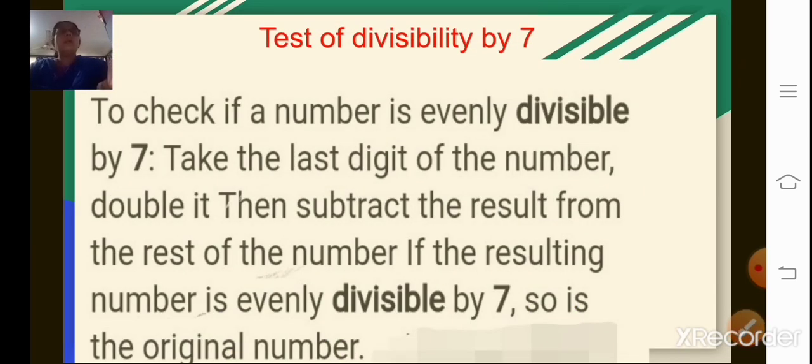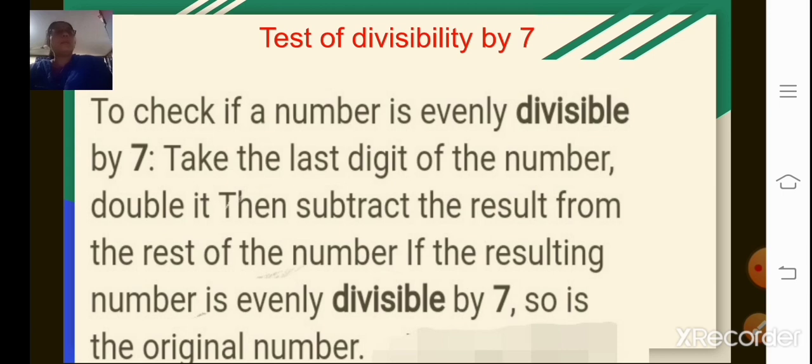Coming to the next number, that is the test of divisibility by 7. Now, to check if a number is evenly divisible by 7, what we have to do? We have to take the last digit of the number, double it, then subtract the result from the rest of the number. If the resulting number is evenly divisible by 7, so is the original number.